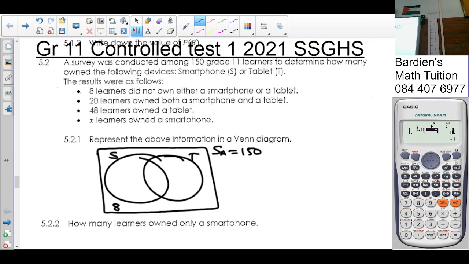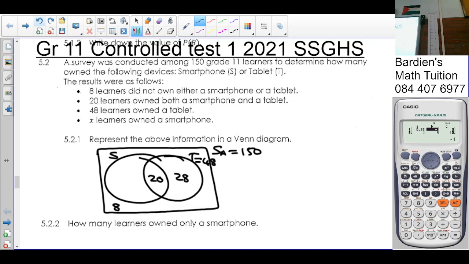Okay? 20 learners own both smartphones and tablets. So 20 would then go in the middle because they belong to both sets. 48 own tablets. So that means that that plus that is equal to 48. It didn't say 48 own tablets only. If it had said tablets only, then I would have put 48 here. But 48 own tablets, so 48 minus 20 is 28. So 28 own tablets only.